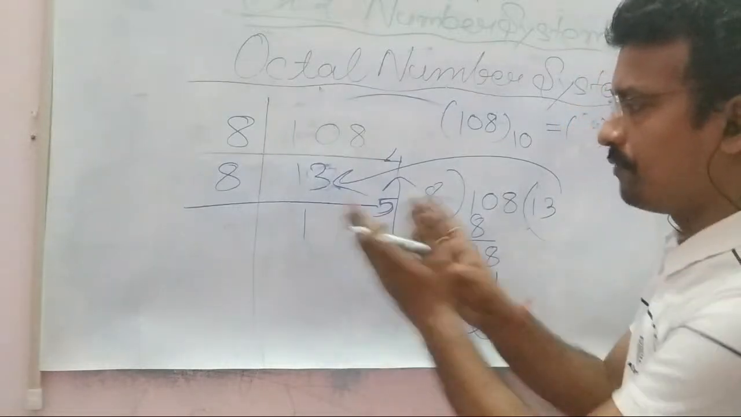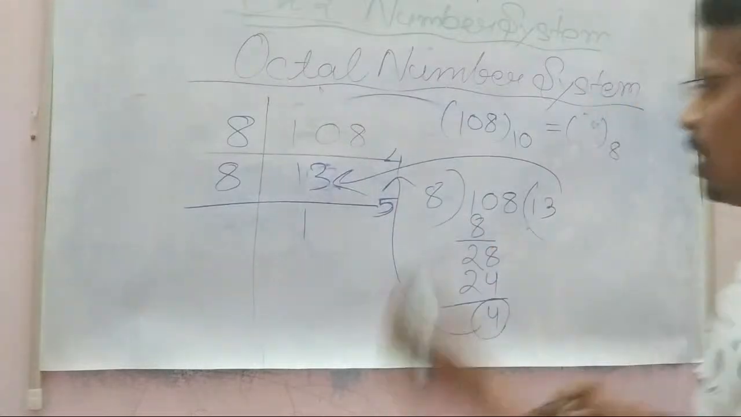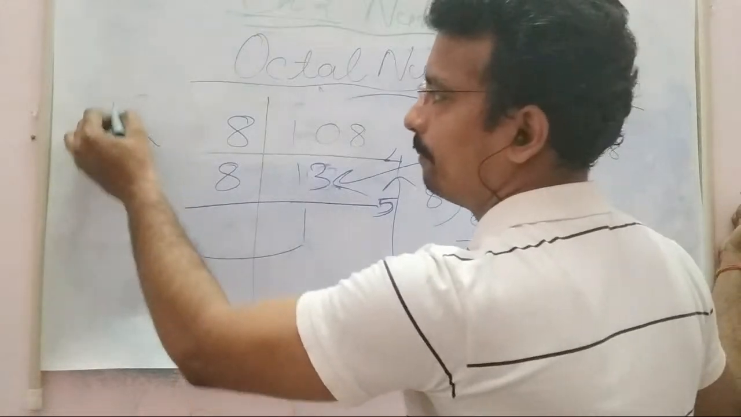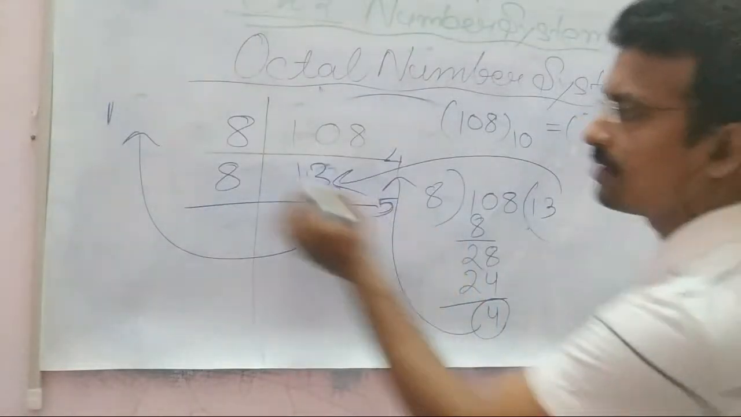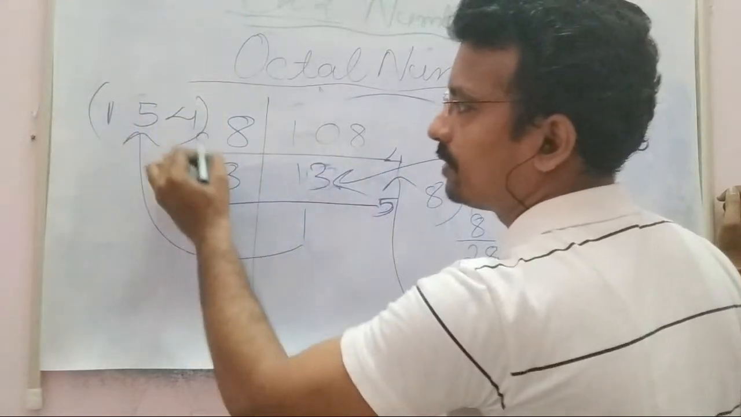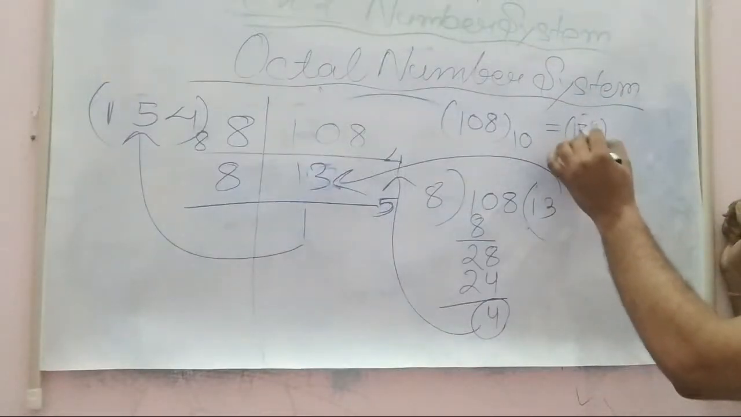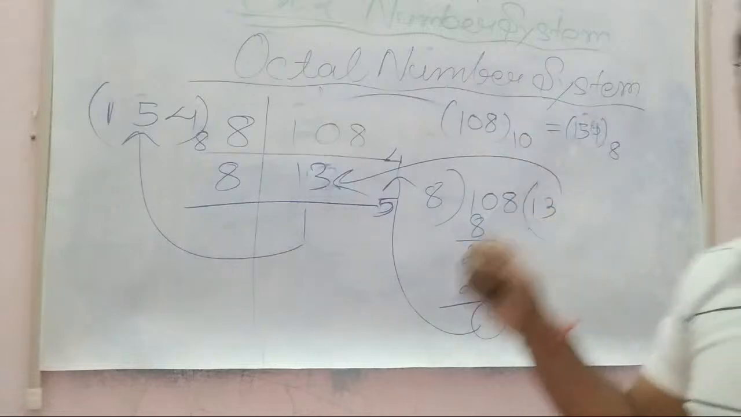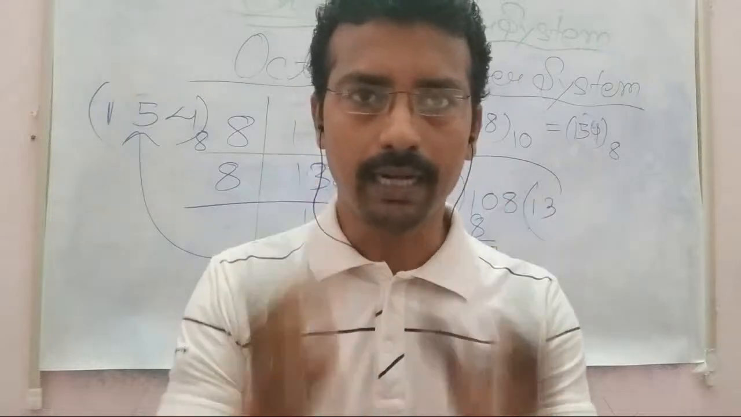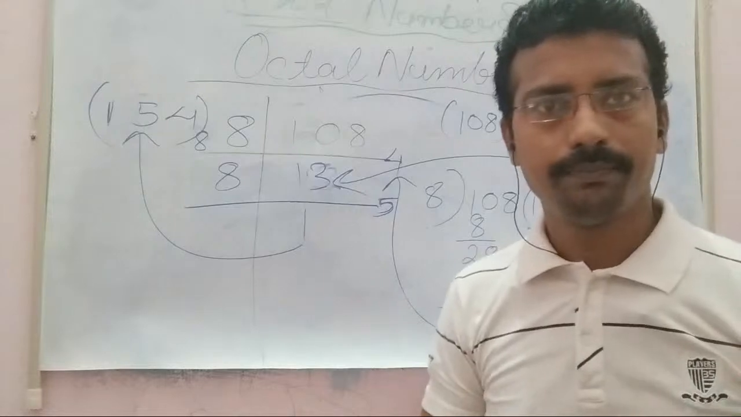So this way we are getting a few values. Now we have to order them. How will we order? The last value will be written very first: 1. After that, second one, 5. And next one, 4. This is the octal conversion of 108. So we can write here, 154 is the octal equivalent of 108. Clear, na? Is this calculation okay for all? Sure?